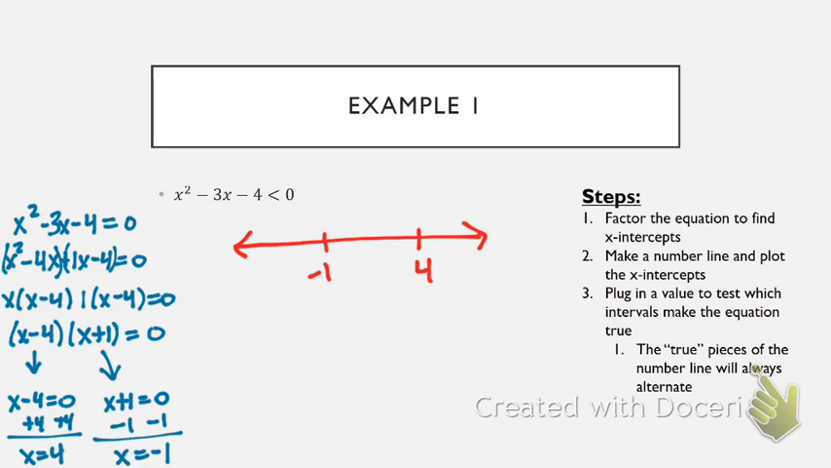So I'm going to factor the equation to find the x-intercepts. We did that in blue over there to the left. I factored it and found my x-intercepts to be negative 1 and 4. Negative 1 and 4 go on the number line, like I just did in red. Then step 3 says plug in a value to test which intervals make the equation true. I would probably just plug in a number in the middle. In between negative 1 and 4 is 0.